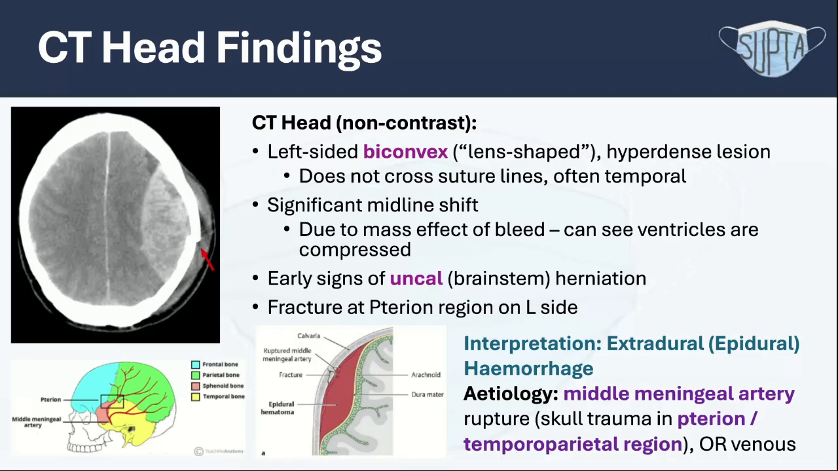So the shape is very important. This collection is biconvex, which is a type of an extradural or epidural hemorrhage. It has that appearance because the blood sits between the skull and the dura. So you have the different layers of the meninges, of course. Just to recap, you have the skull at the top, and then you have the dura, the arachnoid, and the pia mater. So you can go and revise that as well, just as part of neuroanatomy.